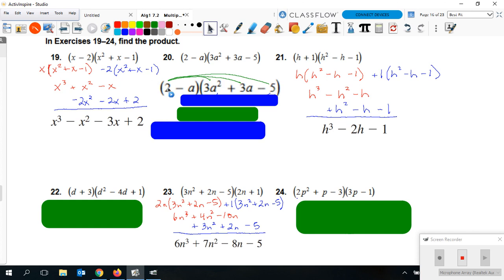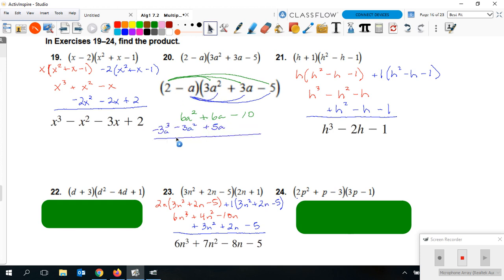That's how you know. And you could do the same thing with negative a. You're going to take the second one in the binomial, and you're going to multiply it by all 3 of those. So if you start off with 2 times the first one, with this first line right here, that's going to be 6a squared. 2 times the 3a is the 6a, then 2 times the last one in that trinomial is negative 10. Then you go with negative a times 3a squared. That's going to be negative 3a to the third power.